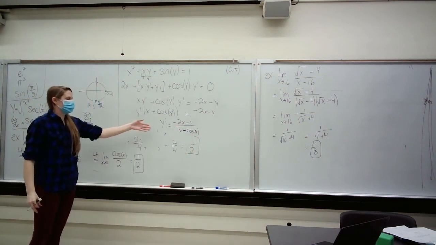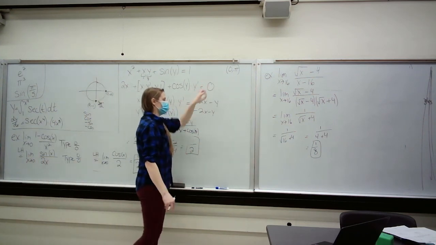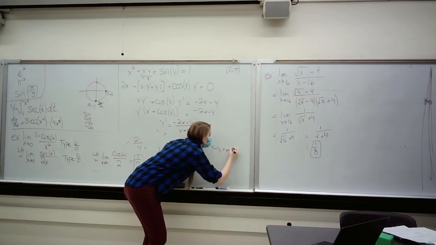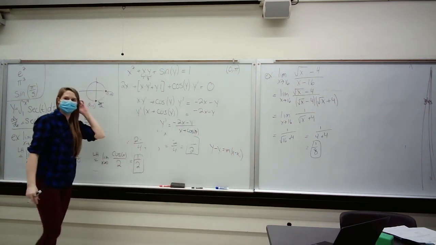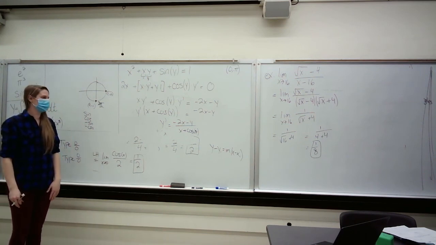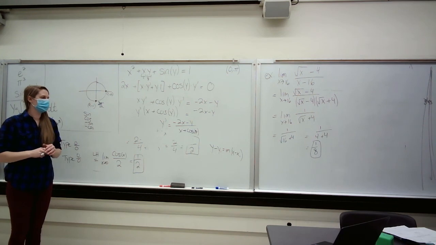And then to find my tangent line, this is my slope, plugging in my values, and then using y minus y1 equals m times x minus x1 values. Are we okay with that?